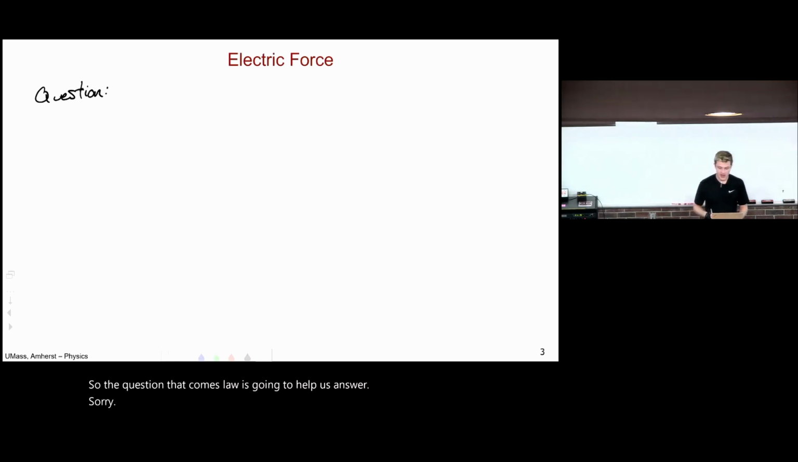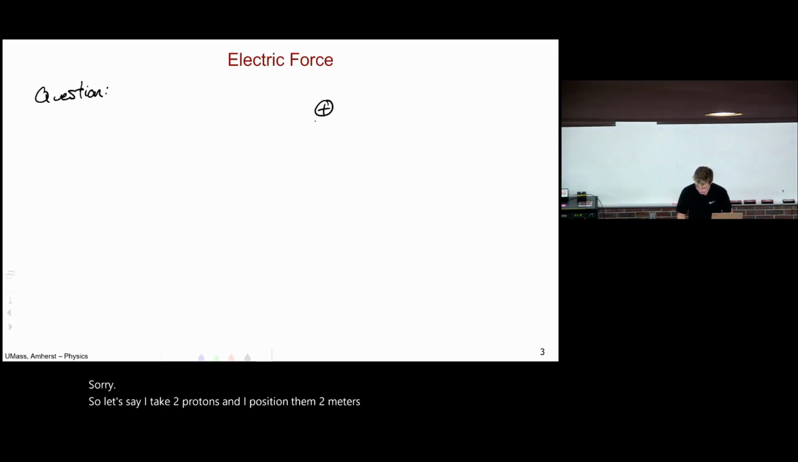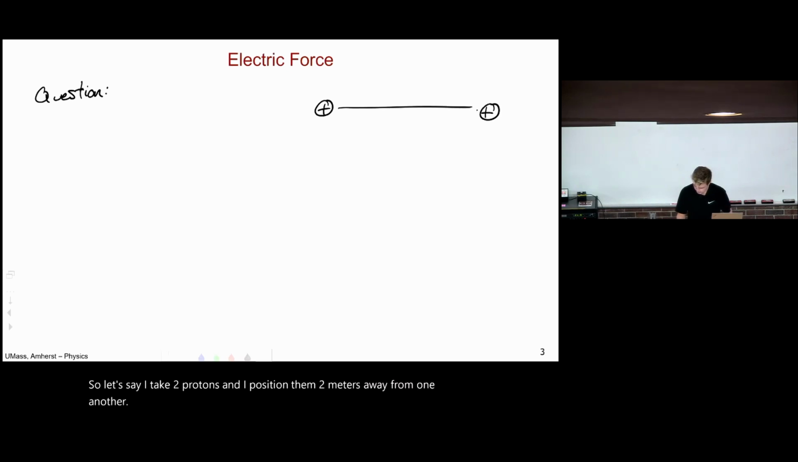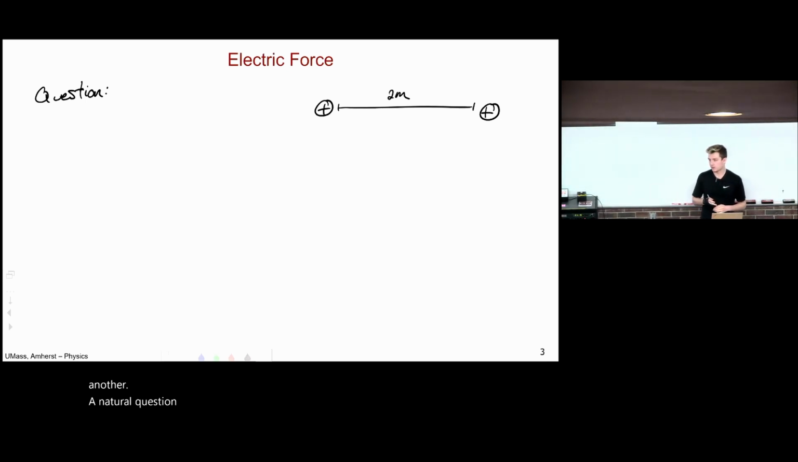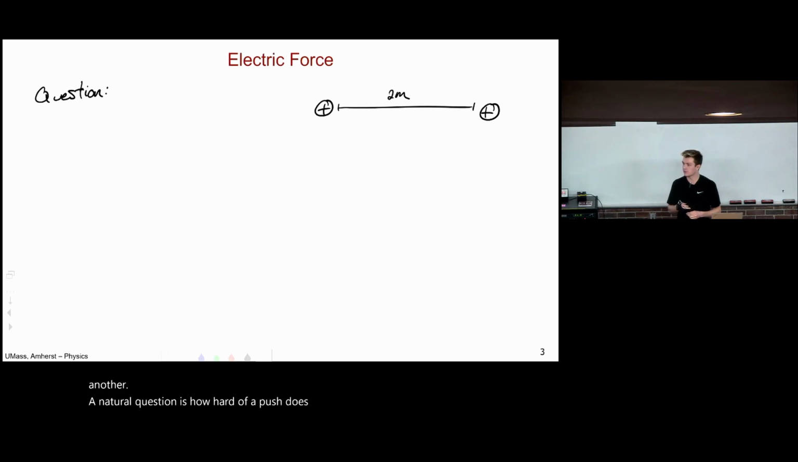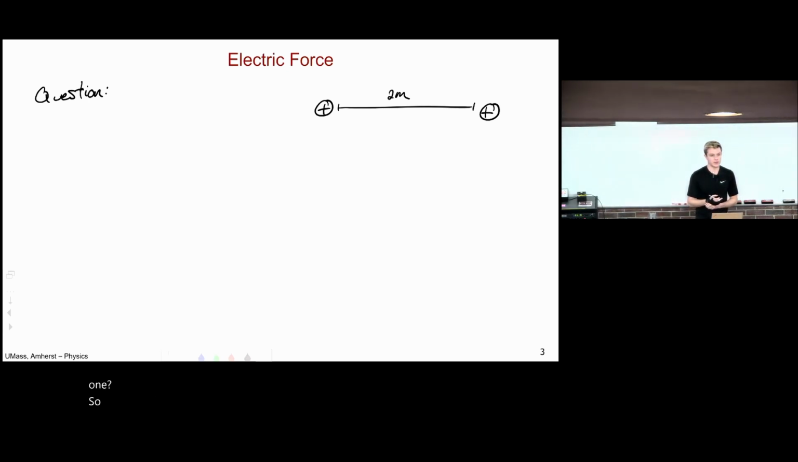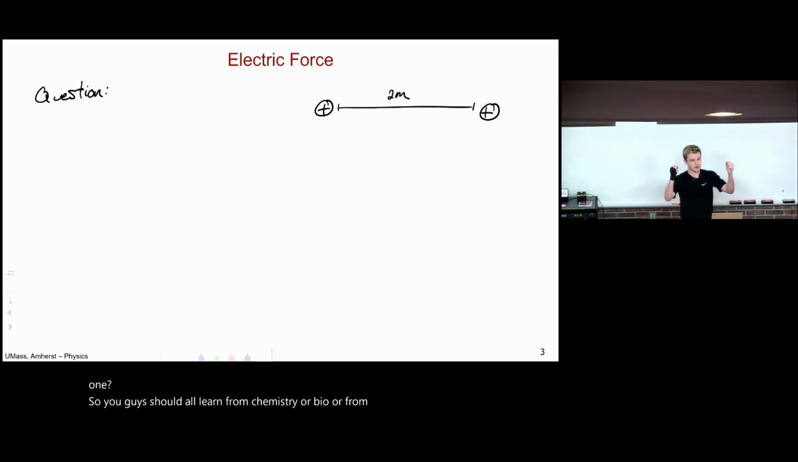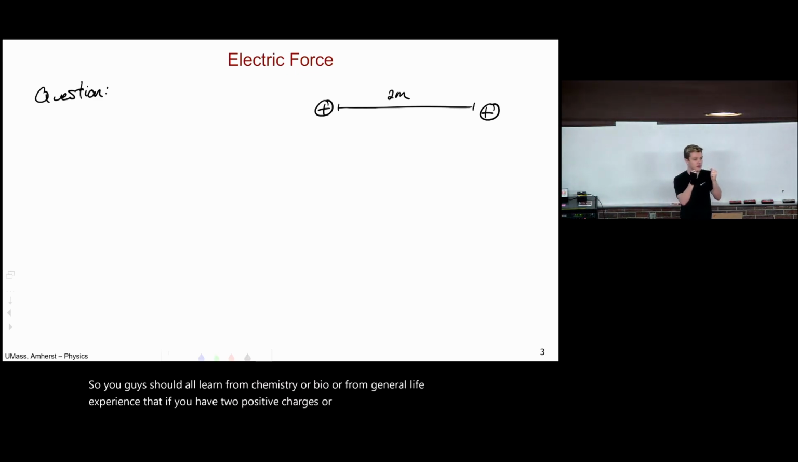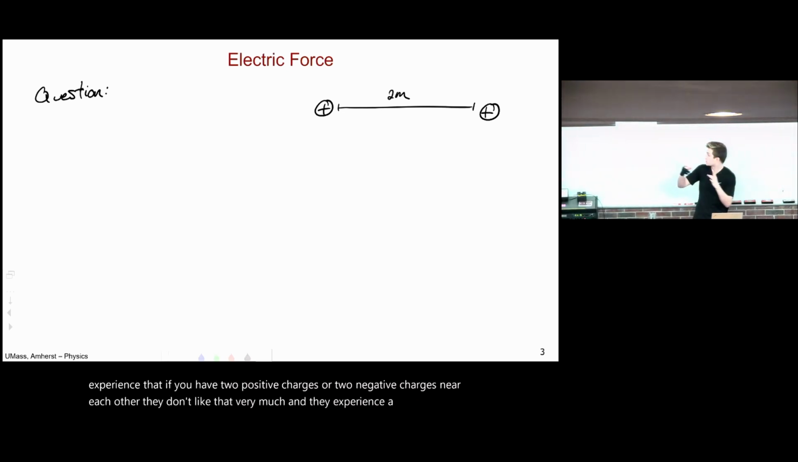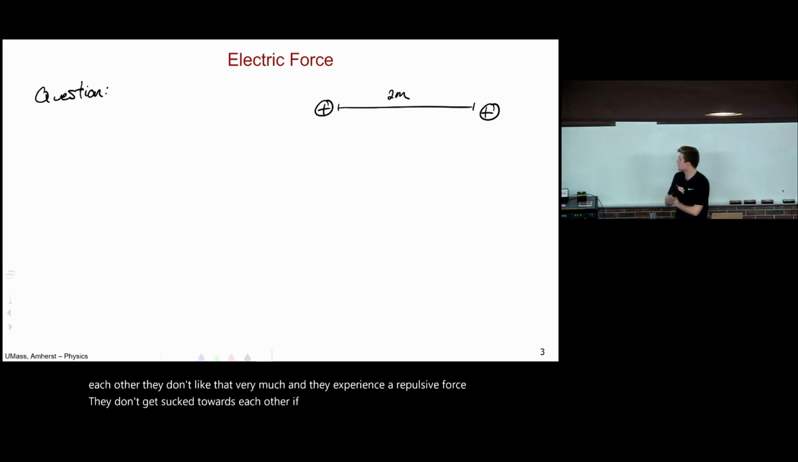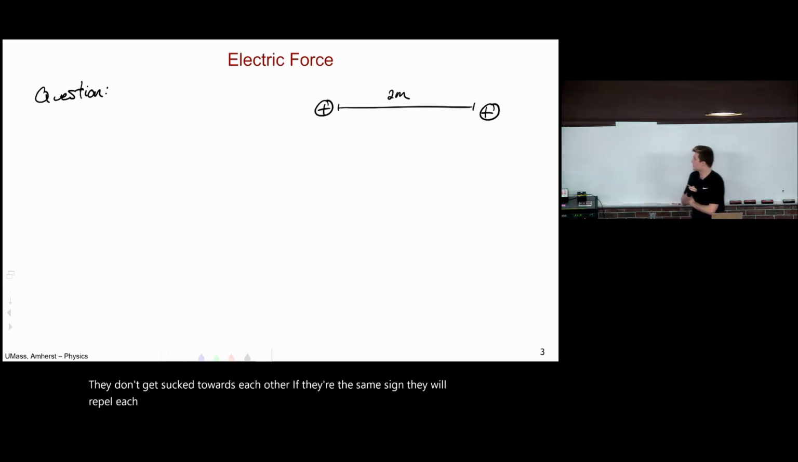Okay, so let's say I take two protons and I position them 2 meters away from one another. A natural question is, how hard of a push does each proton feel from the other one? So you guys should all have learned from chemistry or bio or from general life experience that if you have 2 positive charges or 2 negative charges near each other, they don't like that very much, and they experience a repulsive force. They don't get sucked towards each other. If they're the same sign, they will repel each other. So these 2 protons are each going to feel a push away from one another.